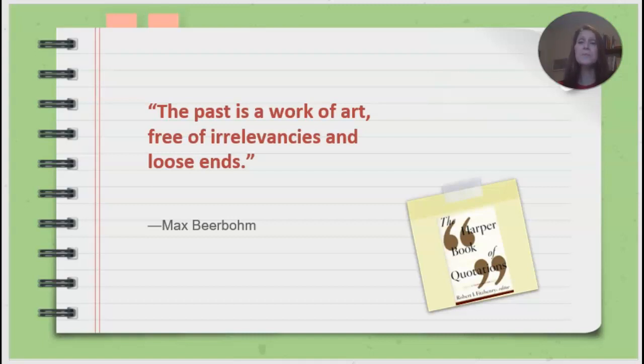So this was from Max Beerbohm. "The past is a work of art, free of irrelevancies and loose ends." So just something for you to think about and I guess interpret how he meant that to be interpreted.